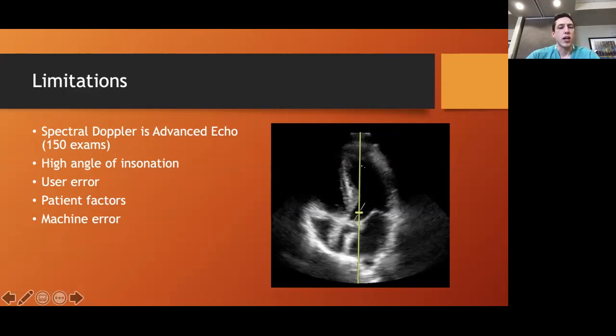Now, in general, as long as this angle of inclination is less than 20 degrees, you'll be fairly accurate. But once it's greater than that, you quickly lose accuracy and will underestimate your VTI. Though it's important to appreciate that you will never overestimate the VTI. Of course, there's always the potential for user error, patient factors, and machine problems.